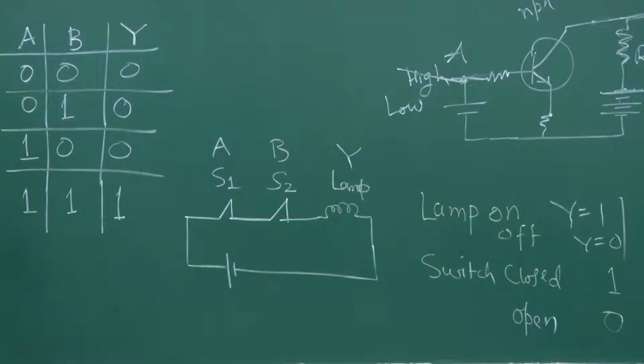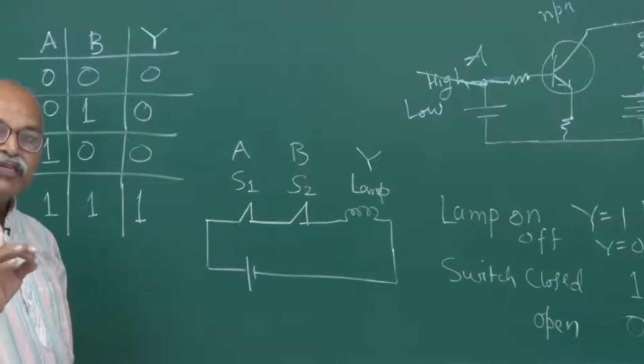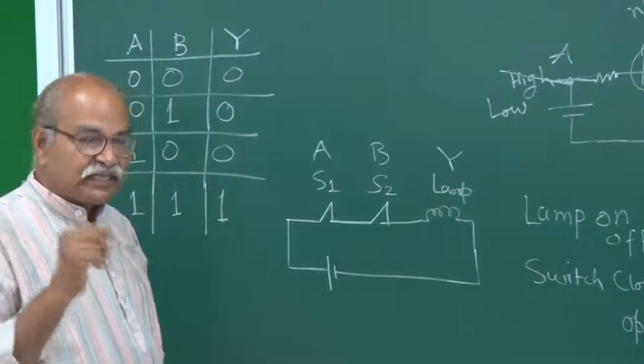You can make this AND digital circuit using PN junction diodes. Let's see how.